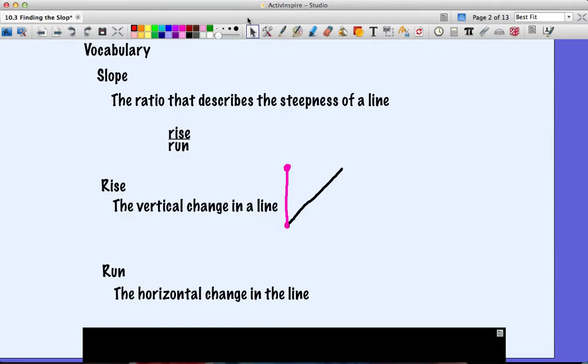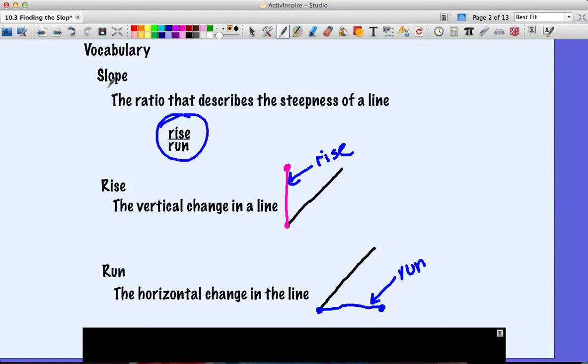So your run is the horizontal difference or change in the line. So it's the difference from here to here. So in your notes, if you want to do this in different colors, that would be helpful. Otherwise, you need to draw a line saying that this is the run, this is the rise, and this can just be your example for the slope.